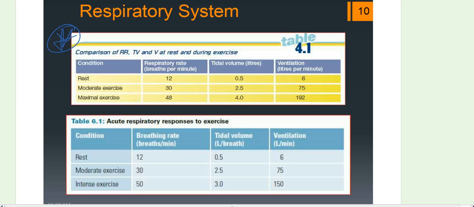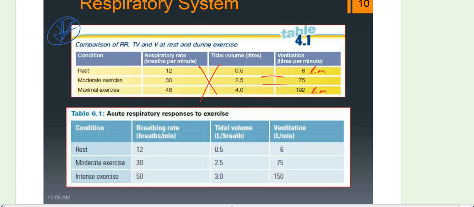Moderate exercise, we can see that we increase our respiratory rate by quite a lot, from 12 up to 30, then to maximal exercise up to 48 breaths per minute, and tidal volume also from rest to maximal exercise goes up 8-fold. And we can see that at rest we ventilate 6 litres per minute, whereas during maximal exercise it may be up to just under 200 litres per minute. So that's a massive increase in oxygen delivery.